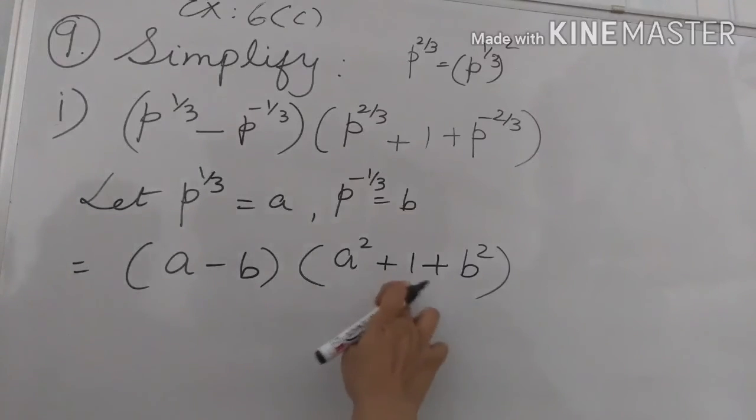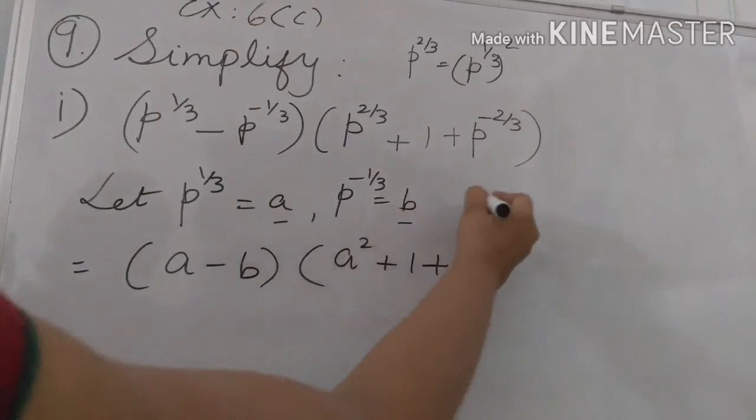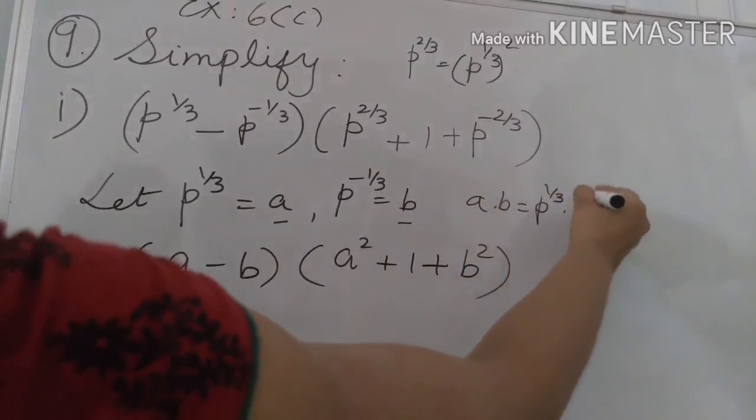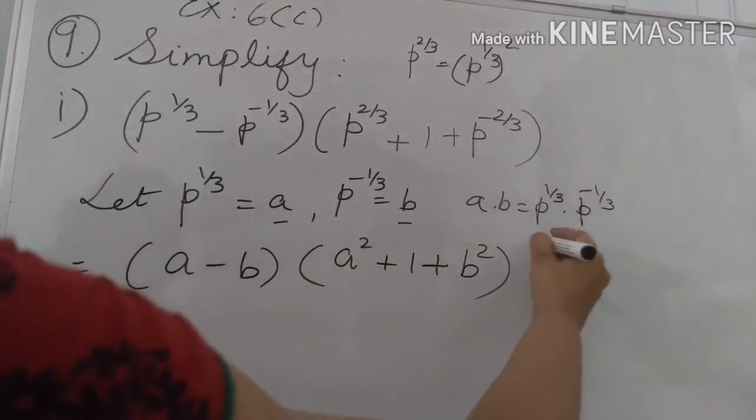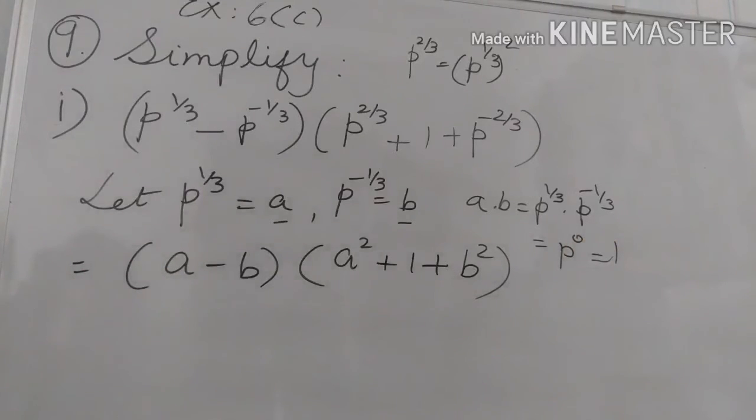Also instead of this 1 we can write A into B. Why? Because A into B is equal to p raised to 1 by 3 into p raised to minus 1 by 3. So ultimately it is p raised to 0 is equal to 1. So this way we have to keep our value. So instead of 1 you can put here AB.